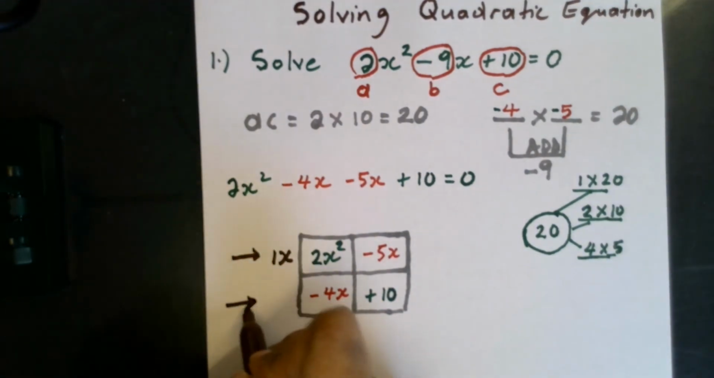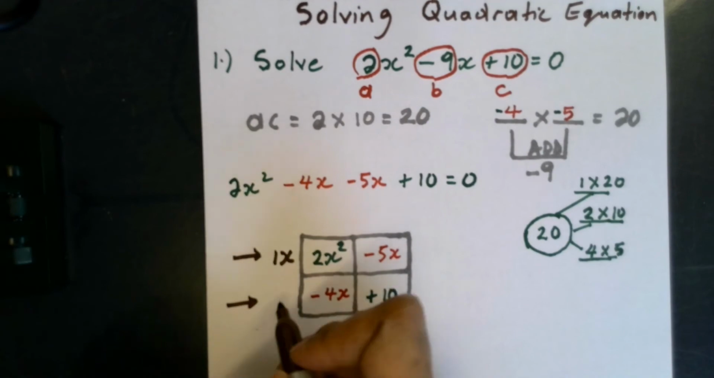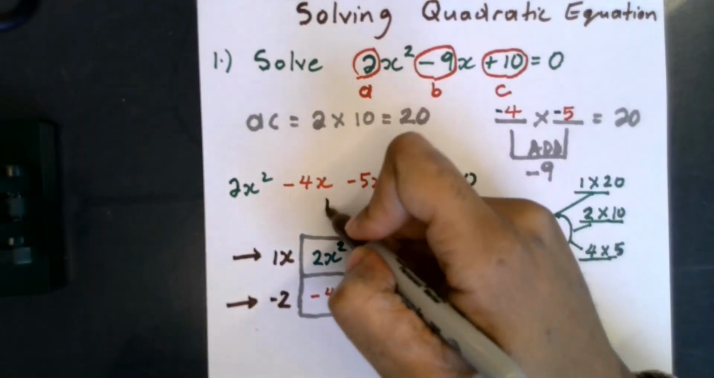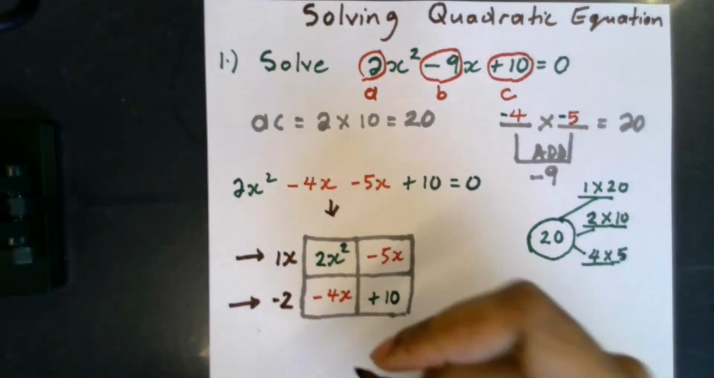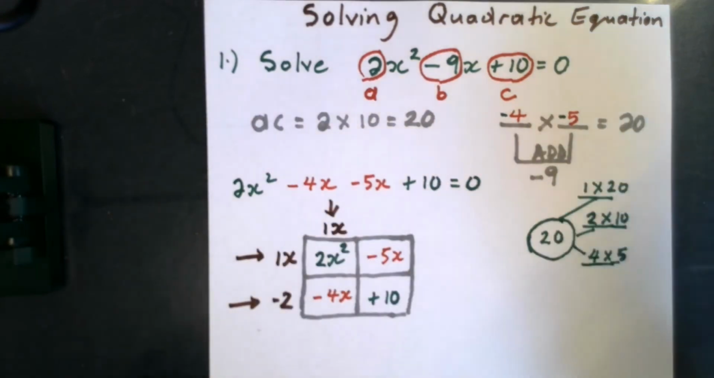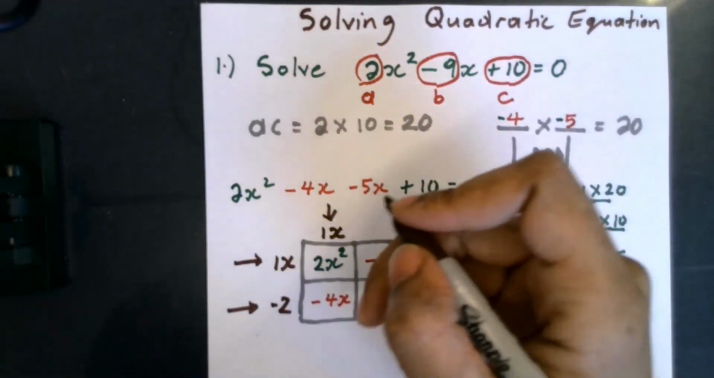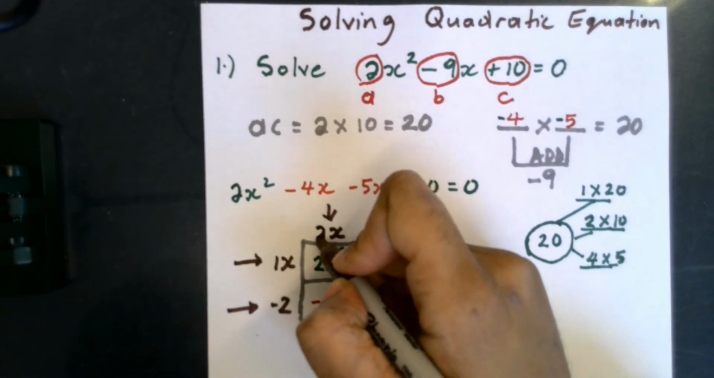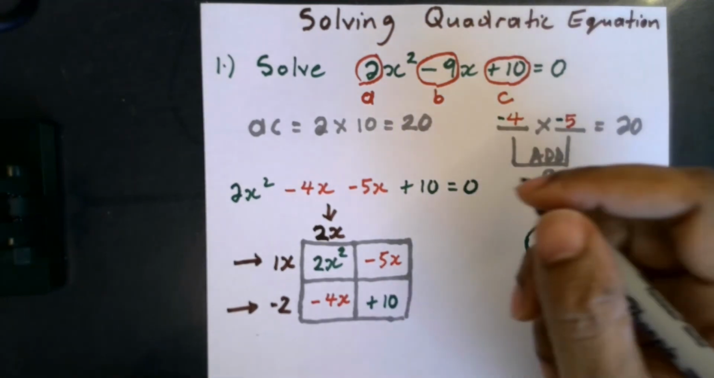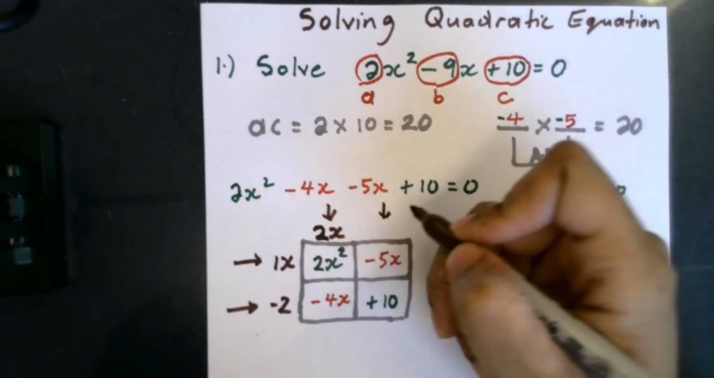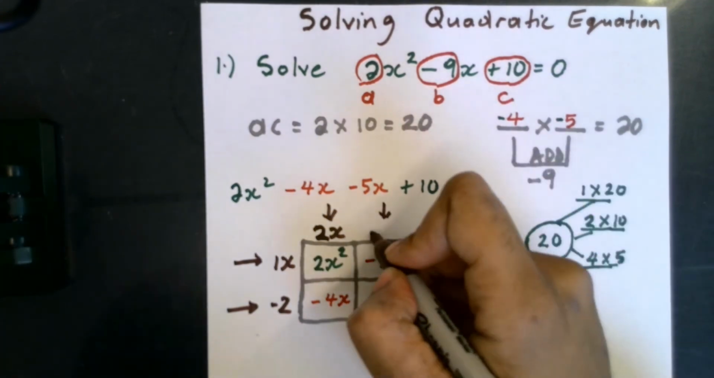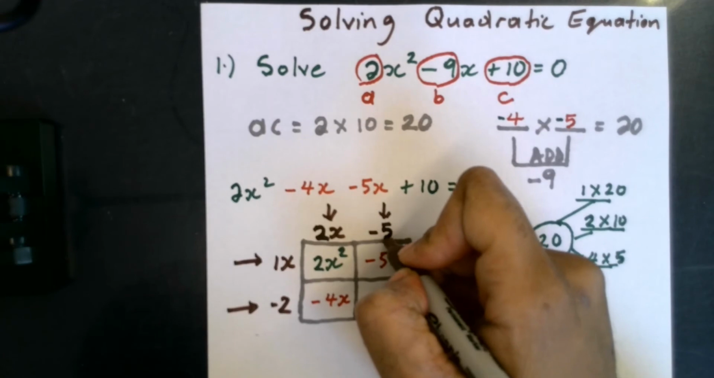In this direction, it is negative 2. In this direction, it is 1x. Sorry, it is 2x. 2x. Sorry about that. All right. In this direction, our GCF is negative 5. All right.